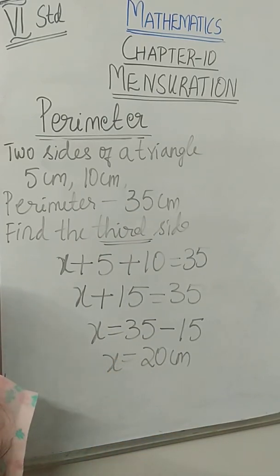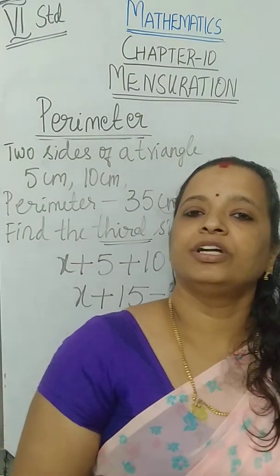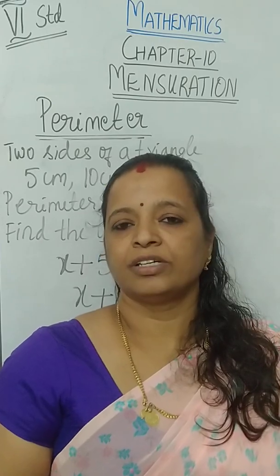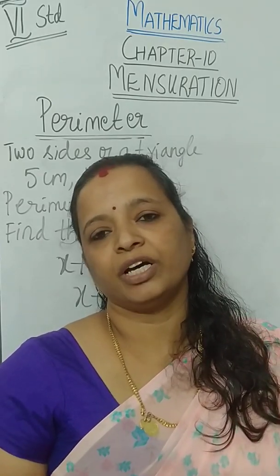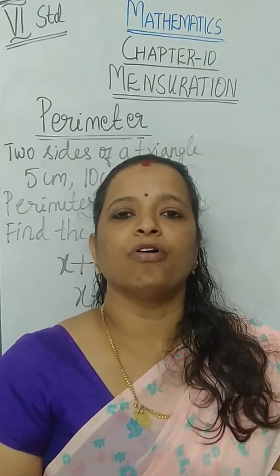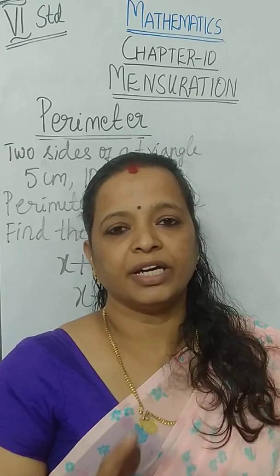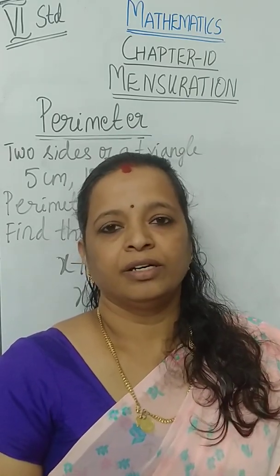Hope it is clear. So, in today's class, we have learnt about the perimeter of different figures. Regular shapes we have learnt. Also, we have learnt about the irregular shapes. Perimeter is nothing but the sum of all the sides of a closed figure, which is made up of polygon.